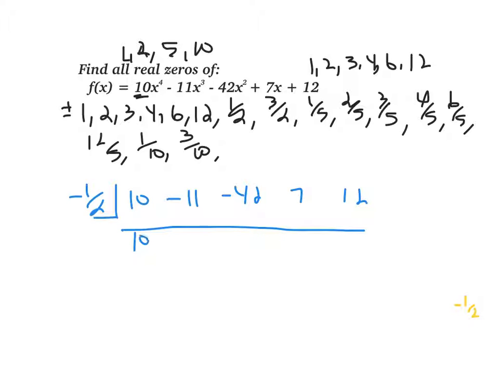Wow. Bring the 10 down. Negative 1/2 times 10 is negative 5. Add, multiply, add, multiply, add. Look at this. Got a 0.